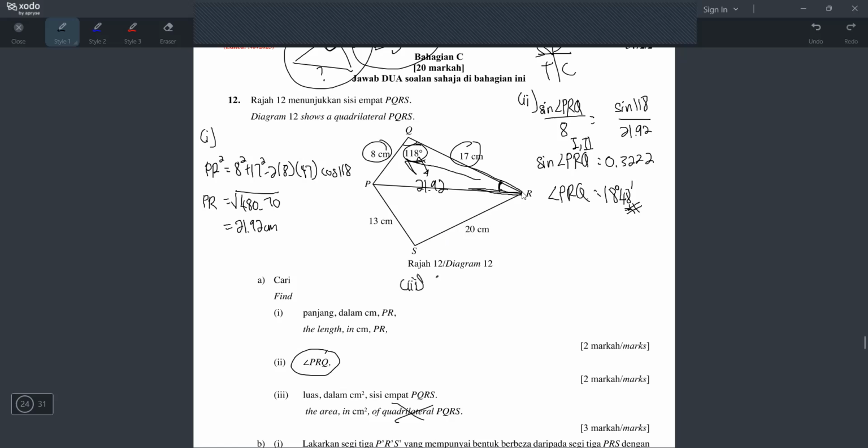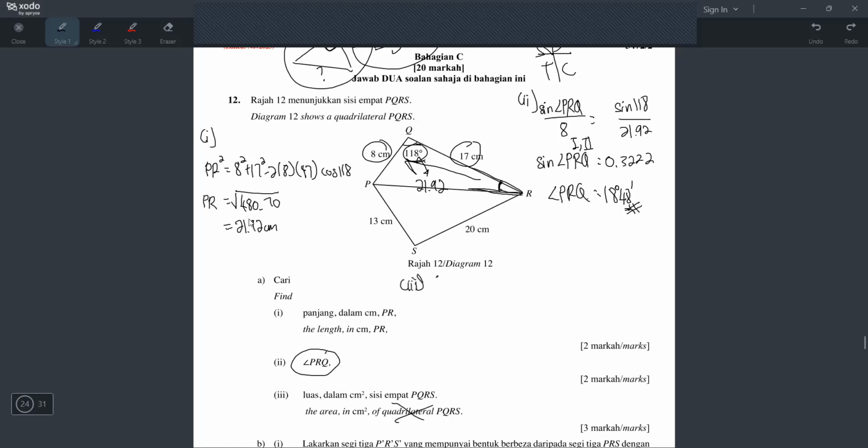And which angle can you find? Up to you. Any angle can also, right? Because when you find area, you just need 2 sides and the included angle. So you can just find this angle also can. If you use this angle, then later you take these 2 sides. But if you find this angle, you take these 2 sides. If you find this angle, you take these 2 sides. So any angle you can find. Okay, so let's say I find this angle.